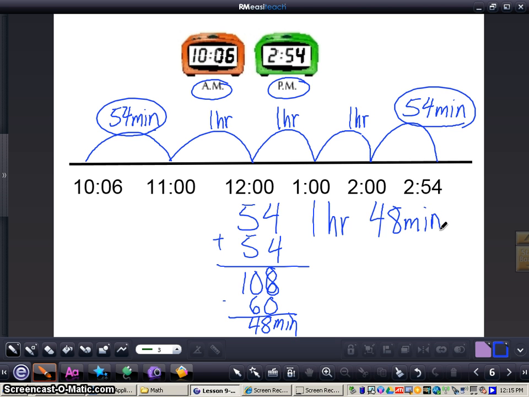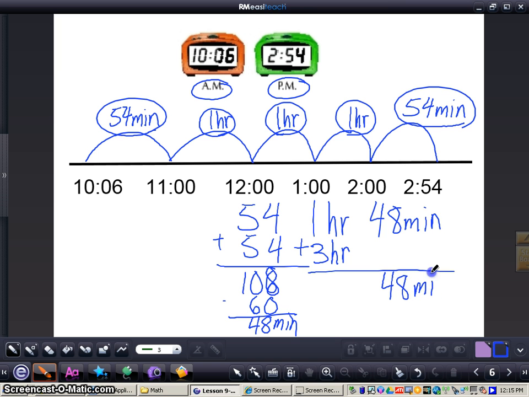And what I will do, I will just add my other hour intervals to this. So I have 1 hour, that's my second hour, that's my third hour. So I will add 3 hours to this. To my 48 minutes, I can just bring down my 48. 1 and 3 is pretty simple. That gives us 4. Okay, so I could say from 10:06 a.m. to 2:54 p.m. that equals a total of 4 hours and 48 minutes of elapsed time.